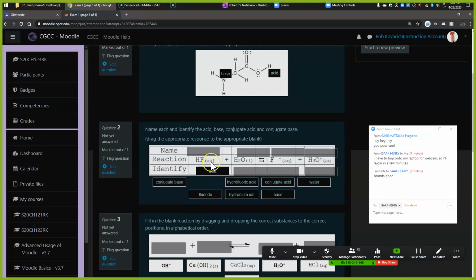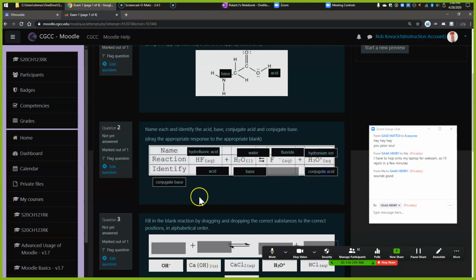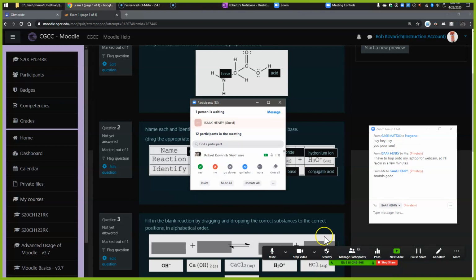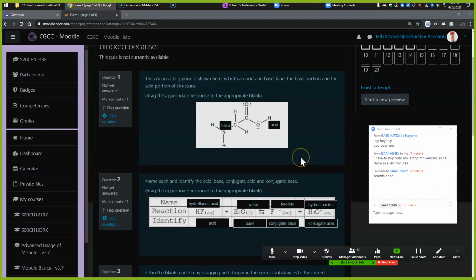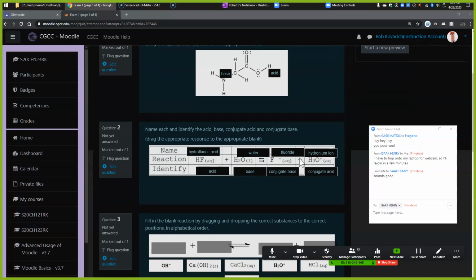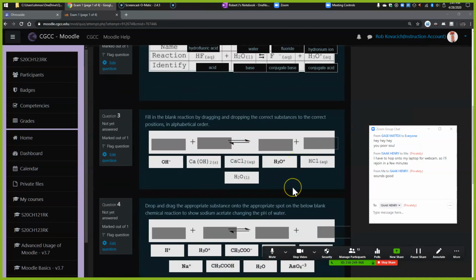All right, so an acid for the hydrofluoric acid, and then obviously that's a water molecule. And so since the hydrofluoric acid is the acid, then the water is the base. And so there's a hydronium ion, and there's some fluoride. And so the conjugate acid is going to be the hydronium ion, and the conjugate base will be the fluoride ion. Okay, any questions about those first two? No? Good. Next one?